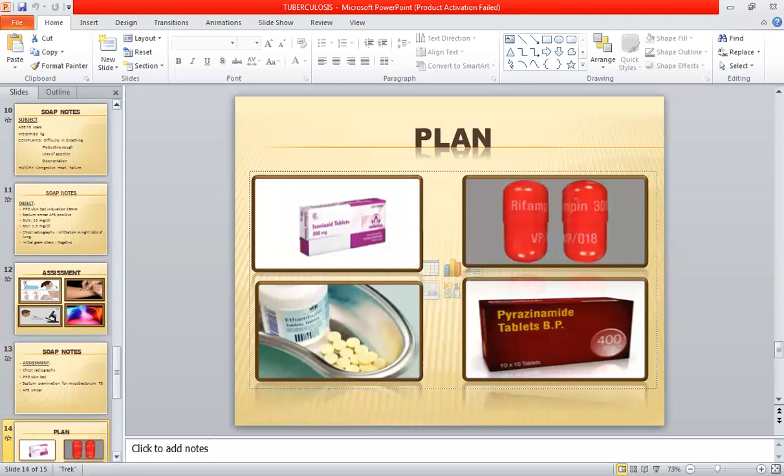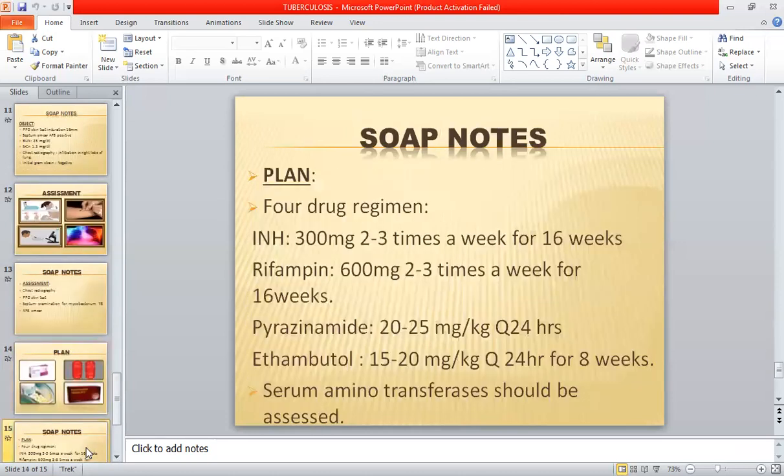If the person has TB, then we recommend the following drugs for him: isoniazid 300 milligram 2 to 3 times a week for 16 weeks. Rifampicin 600 milligram 2 to 3 times a week for 16 weeks. Pyrazinamide 20 to 25 milligram per kilogram every 24 hours. Ethambutol 15 to 20 milligram per kilogram every 24 hours for 8 weeks. We have to perform a serum aminotransferase test for him.